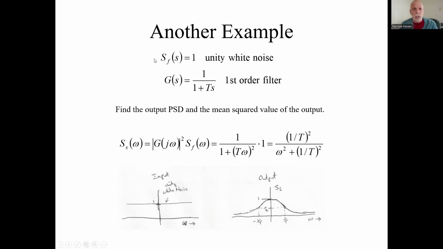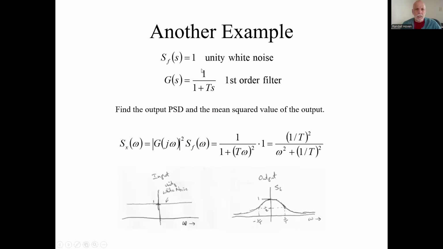Here's this example. The input is unity white noise, meaning its power spectral density is just 1. And the transfer function is this generic first order filter, 1 over 1 plus TS. Find the output power spectral density and the mean squared value. Well, here's the formula for finding the output power spectral density.